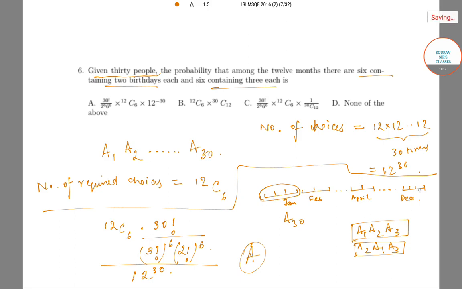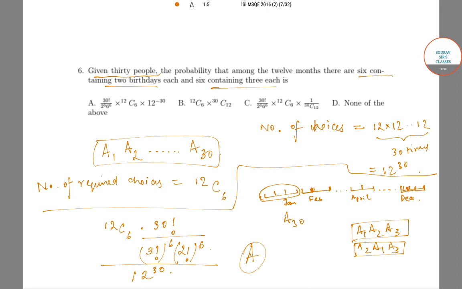What we do is exactly those 6 months we create 3 blocks, and the other 6 months we create 2 blocks. Now we arrange the 30 people in these blocks, which gives us 30 factorial. However, in each month we have to consider that there are permutations. Suppose A1, A2, A3 is in January, then A1, A2, A3 is the same as A2, A1, A3 or A3, A1, A2, as we do not care about the permutation of the birthdays coming in 1 month. We just care about the number of birthdays that come in 1 month.